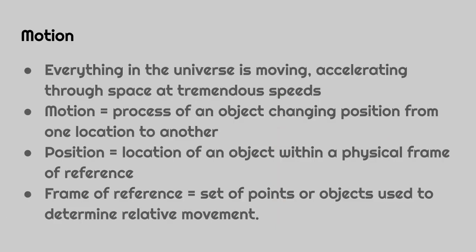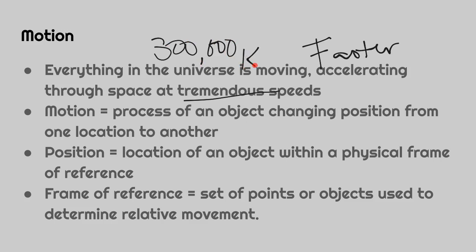Now, if we think about motion in the universe, everything in the universe is moving. All right, so accelerating through space at tremendous speeds, that means it's moving faster or slower. Okay, so it's going faster and faster and faster, or maybe it's slowing down. Tremendous speeds, 300,000 kilometers a second. That's the speed of light.